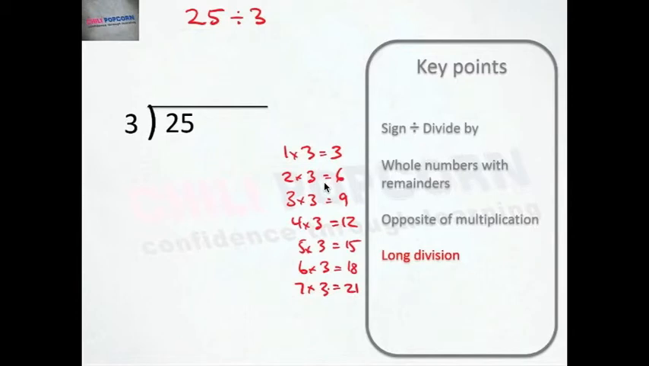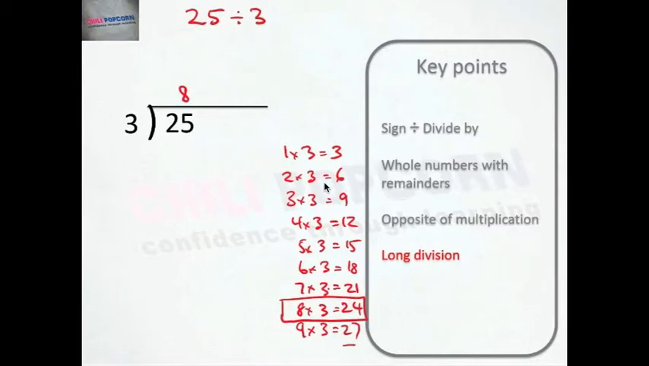21 is less than 25. So I'm going to do one more number. 8 times 3 is equal to 24. 24 is still less than 25. Then I do 9 times 3 is equal to 27. Now we've gone over 25 because 27 is more than 25. So then I go back to 8 times 3. This is the number that I'm looking for. So 3 will go into 25 8 times first.